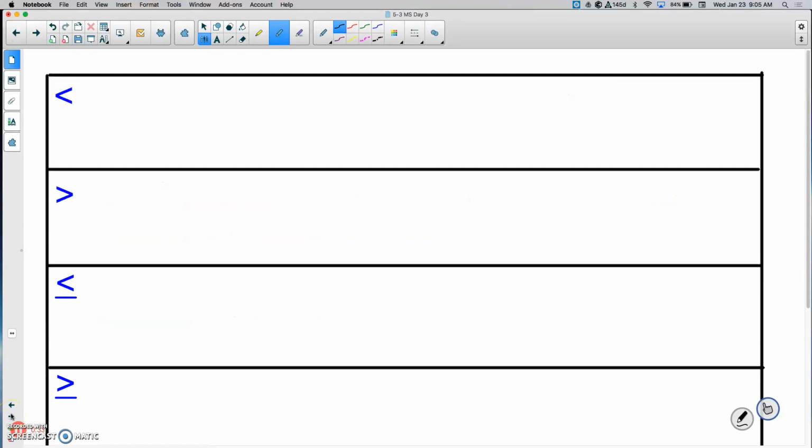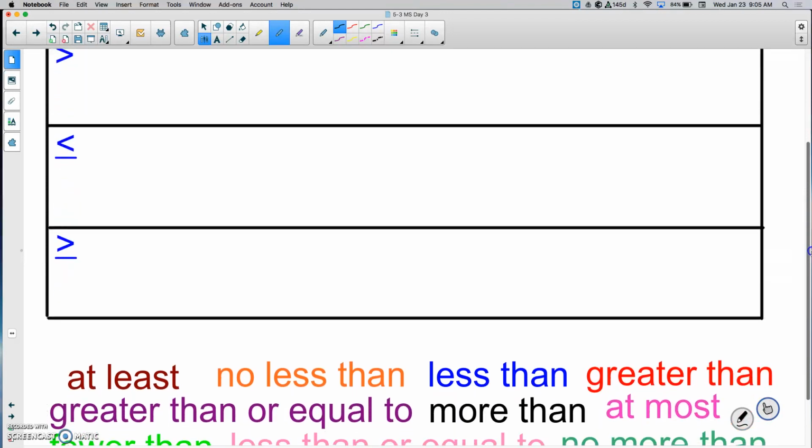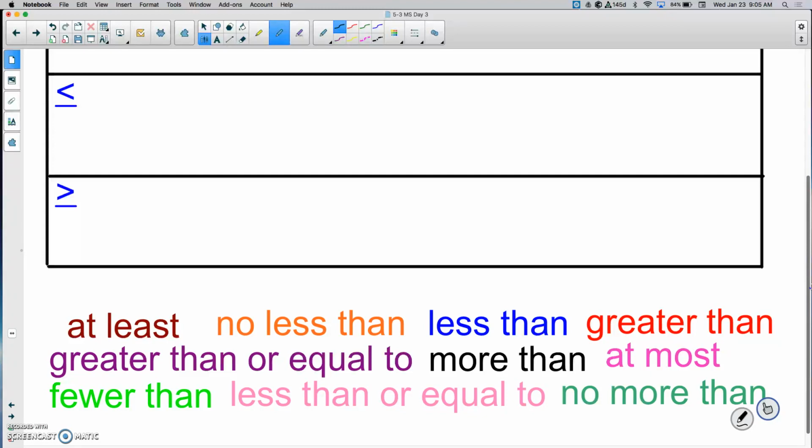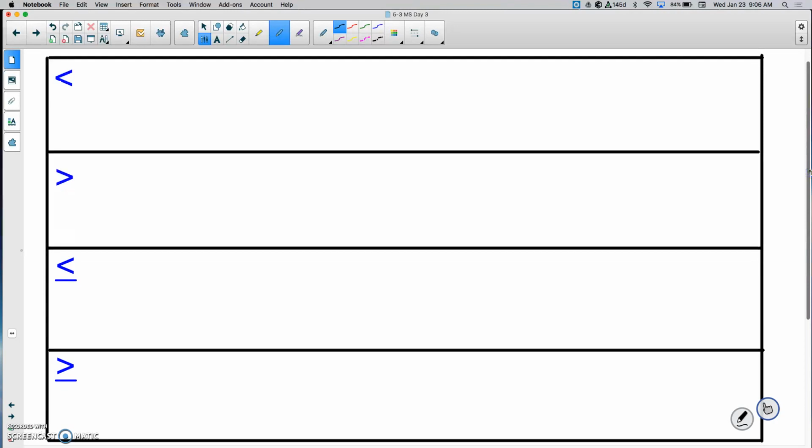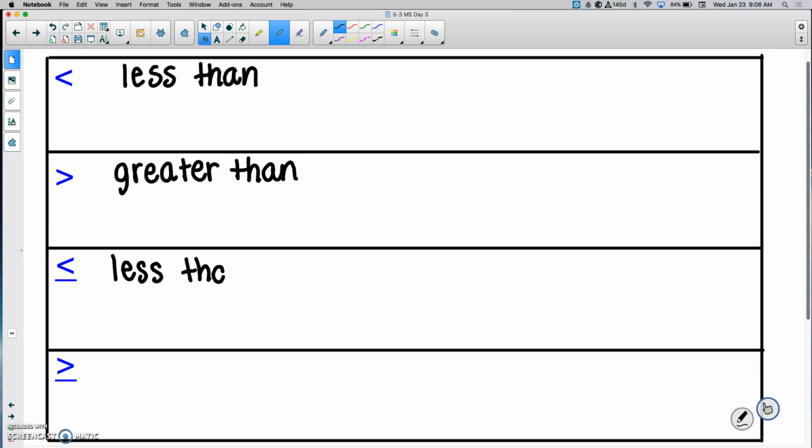Now this first slide has our symbols, and then it's got some words underneath. So what I want you to remember, we talked about these before. We talked about how each of these symbols has a lot of different words that can be represented by that symbol. So the first one is less than. The second one, greater than. The third one, less than or equal to. So far, all I'm doing is giving you the most common names. And then the last one, greater than or equal to.